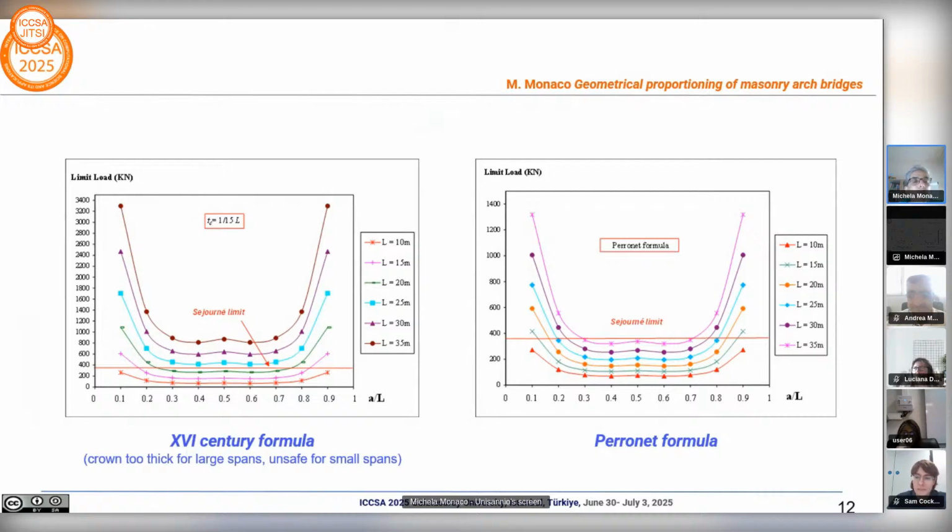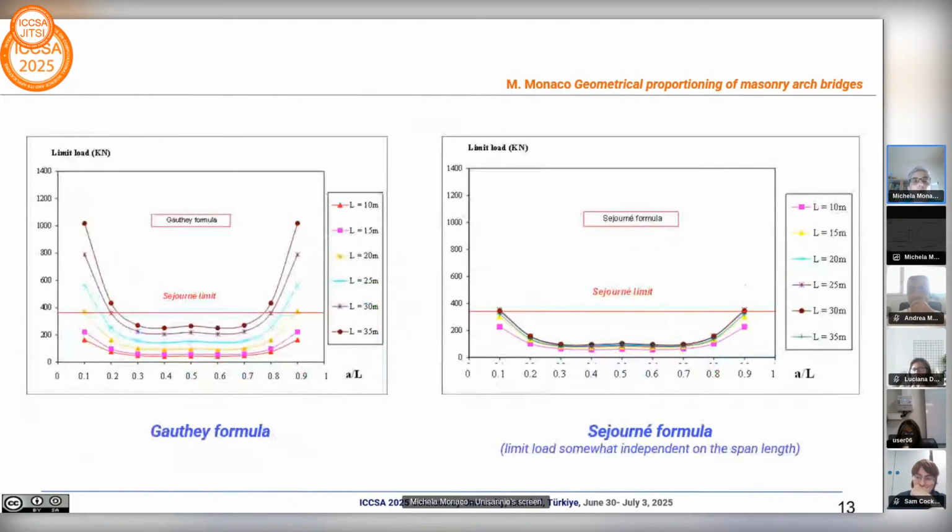Here, as you see, the crown in this case for this formula is too thick for large spans and unsafe for small spans. The Perronnet formula gives similar behavior, but all the loads are under the Sejourné limit. And the Cauchy formula is considered in this.